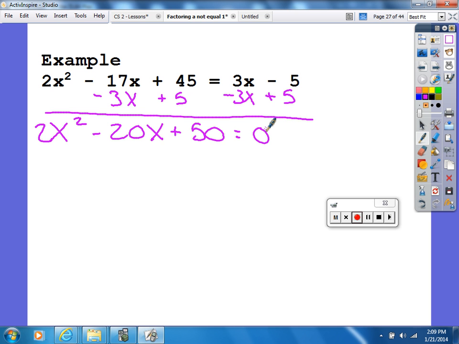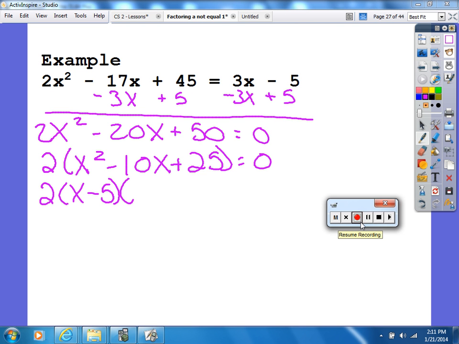What do I need to do now? That is the part most people forget. GCF. Go ahead and factor this, starting with GCF. So I went ahead and I pulled the 2 out of everything. So I have 2 times x squared minus 10x plus 25. And what does that factor into? What times 1 is 25 and adds to negative 10?